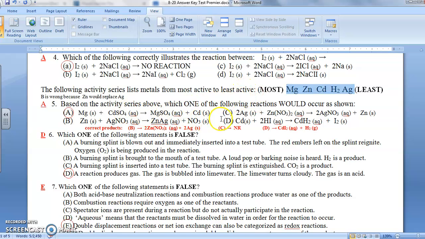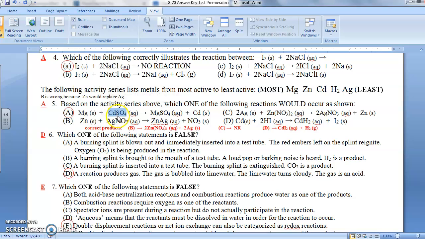Now we're looking at some reactions down here, and they're asking us which one of these following reactions would occur as shown. So we're looking for the one that is actually going to take place. In letter A, we have a piece of magnesium being dropped into a solution. Aqueous means that water's pulled this apart into Cd 2+, or cadmium 2+, and sulfate 2- ions.